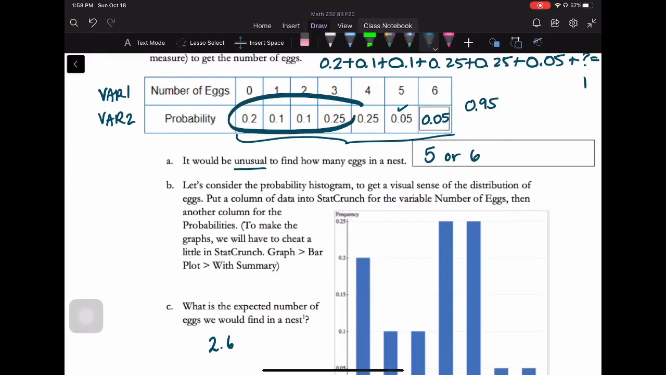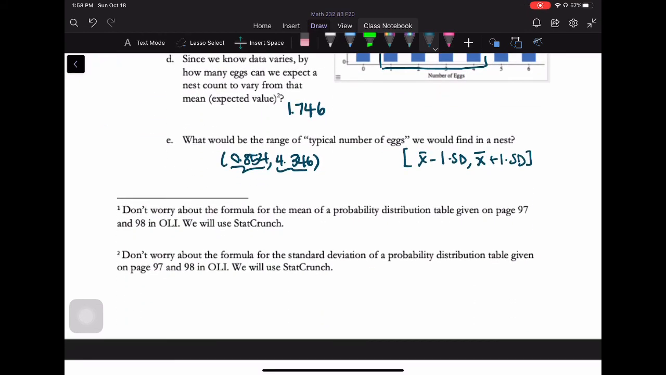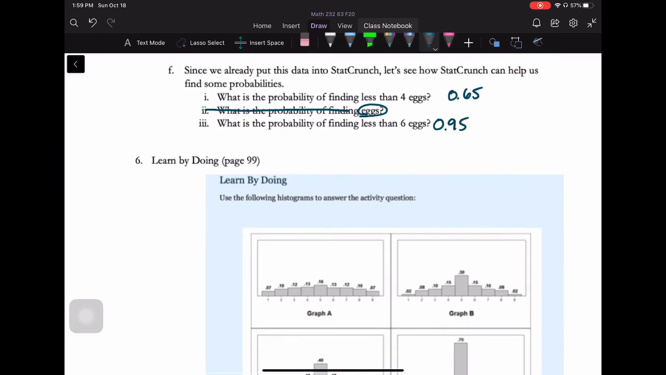Here are all the values that are less than 4. If you add those up, 25, 40, 50, 60, that gives us our 60% that StatCrunch calculated for us here.